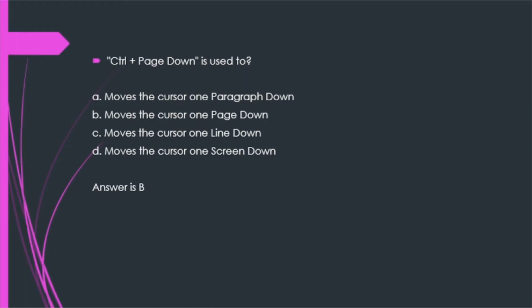Move the cursor one page down. Control plus down arrow is used to. The correct answer is A. Move the cursor one paragraph down. Page up key. The correct answer is B. Move the cursor one screen up.